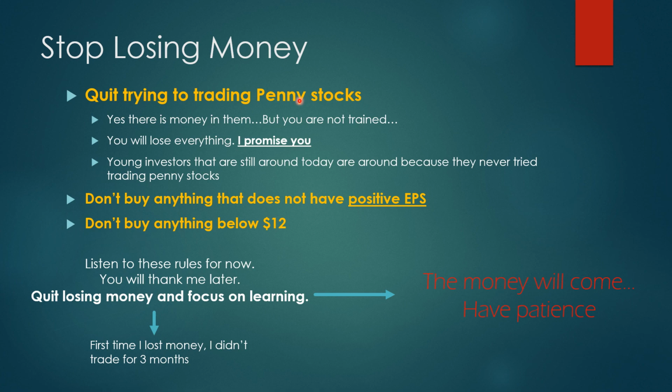So if you're new, I just stress you not to buy anything that does not have positive earnings per share. That will just kind of prevent you from buying a bad company. Also, don't buy anything below $12, just a general rule of thumb. Go ahead and listen to me now on these kind of things. You'll most likely thank me later. Quit losing money and focus on learning.